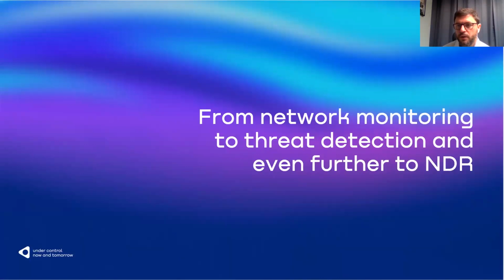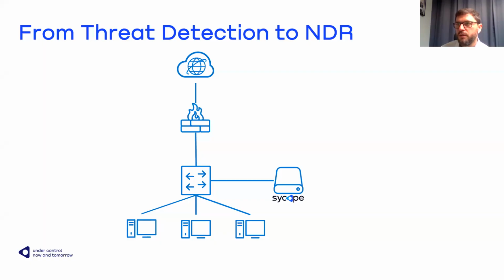but one thing is to detect something, and another thing is to prevent something. So we can monitor our network, then we can detect the suspicious communication, and at the end we can block this communication to protect our network. So how can we do it? From threat detection to network detection and response.